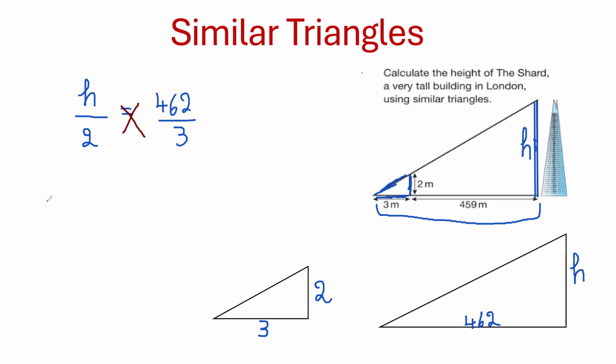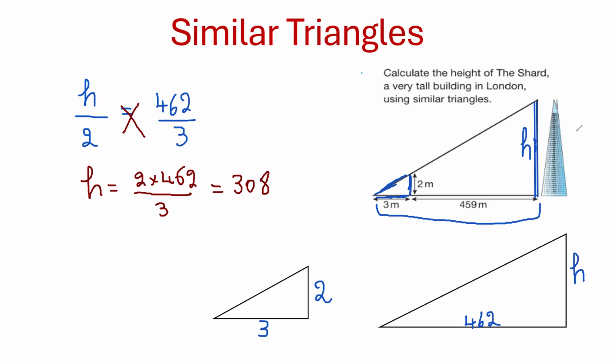You can do it mentally. You can use the calculator. It's up to you. H will be equal to 2 times 462 over 3. If you simplify it, the height will be 308.